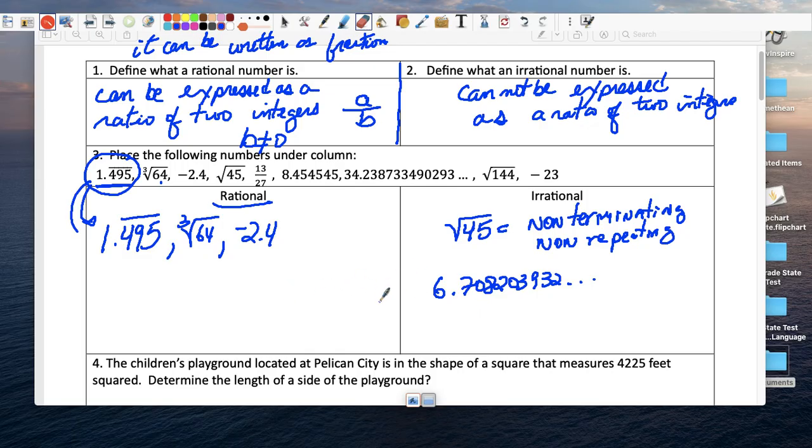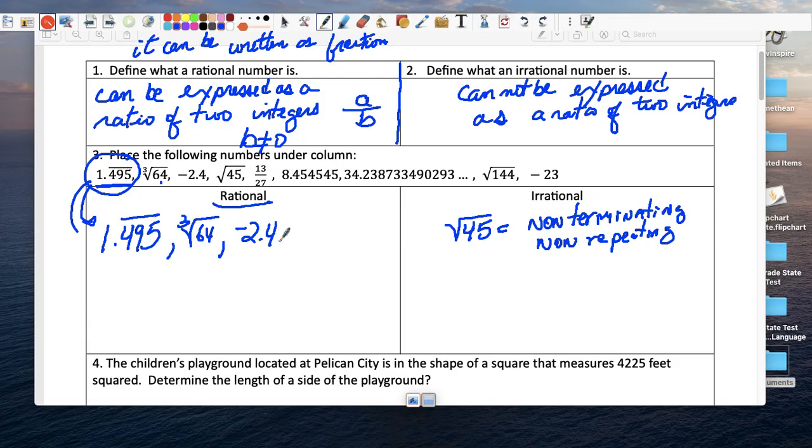Remember how we change a decimal to a fraction? I need to know that place value, so I know if it's 10, 100, 1,000, or whatever the place value at the bottom is. I can't write it, because this doesn't stop. It goes on and on. So I can't write an exact relationship of two integers. I can't change this into a fraction. And if I can't write it as a ratio of two integers, then it's irrational.